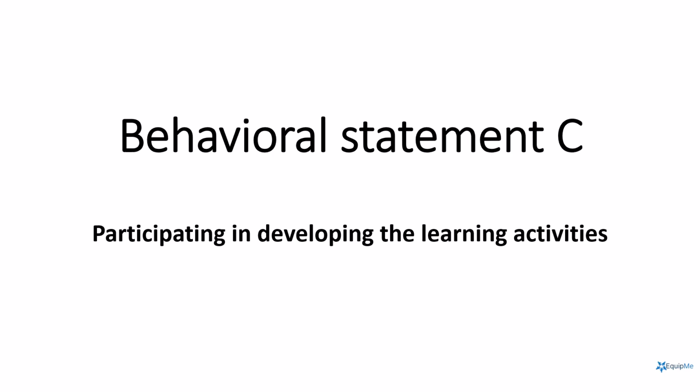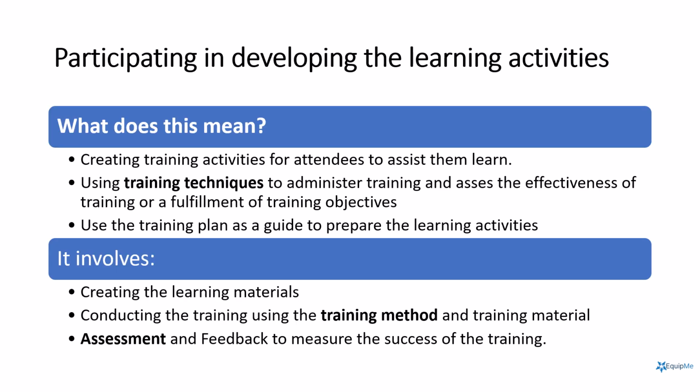Statement C is about participating in developing the learning activities. So now that you've already developed the training plan on what you want to train on, and you've created a roadmap, you've performed a self-assessment, you've assessed what you need to learn and how you need to learn, and you've developed a learning plan. Now you develop the learning activities for your training session.